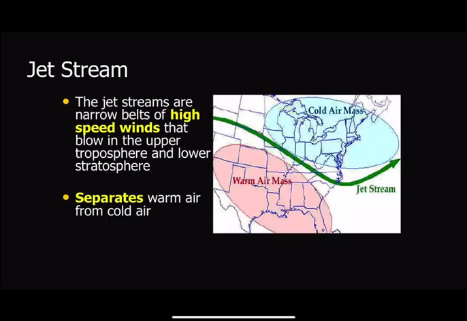Now, the last mass movement of air that we are going to discuss is the jet stream. The jet streams are high, narrow belts of high-speed winds that blow in the upper troposphere and lower stratosphere. These jet streams separate large bodies of warm air from cold air. They're very handy when a plane follows a jet stream towards its destination. You can reach your destination quite quickly. However, you do not want to be caught in a plane trying to fly against a jet stream. It will be a bumpy ride.